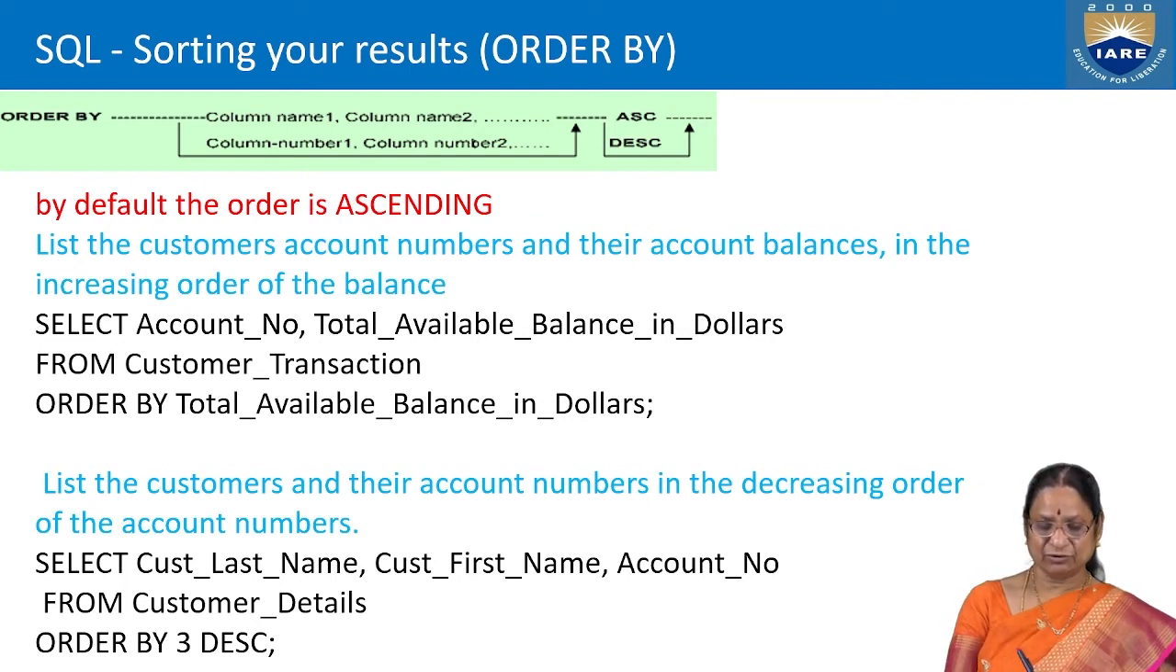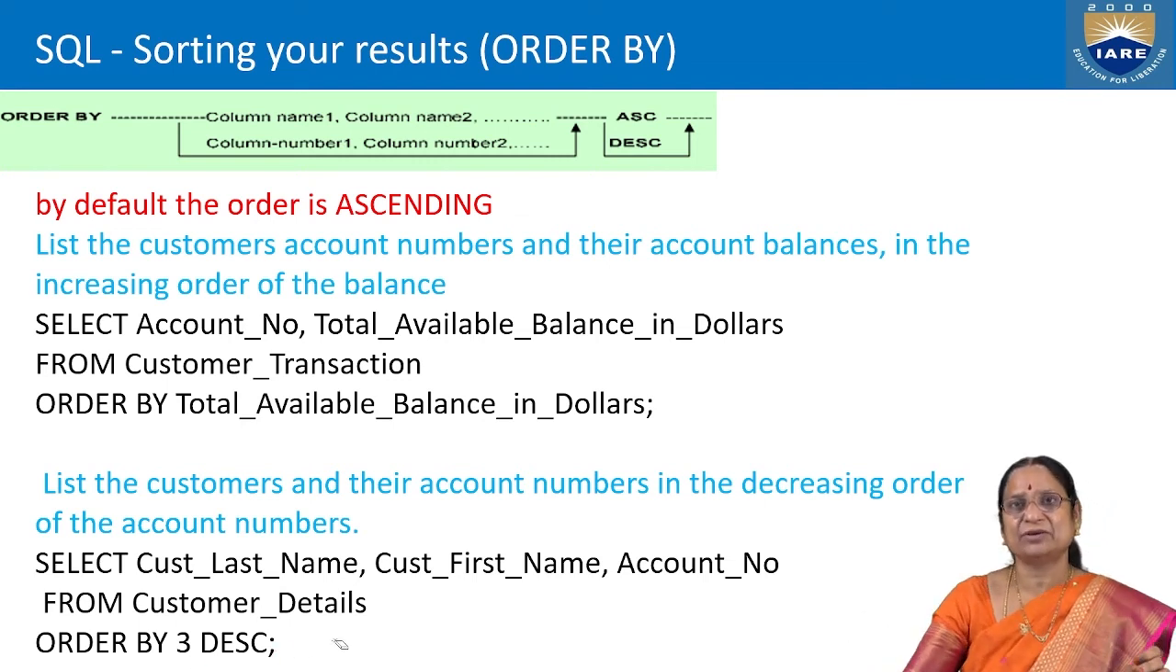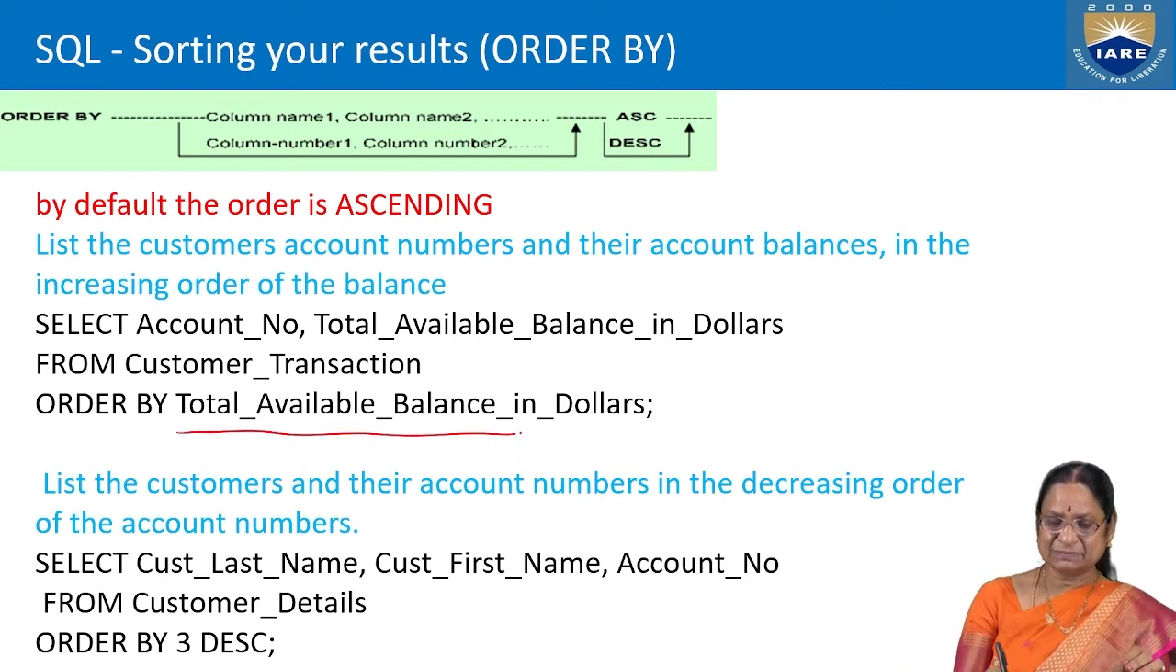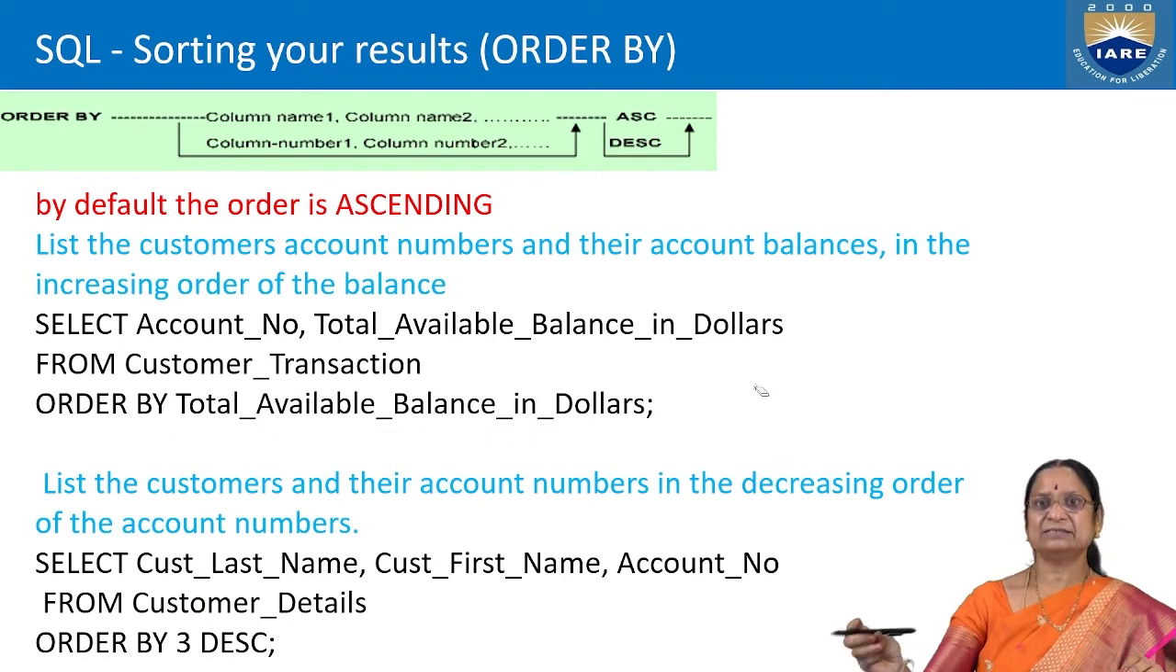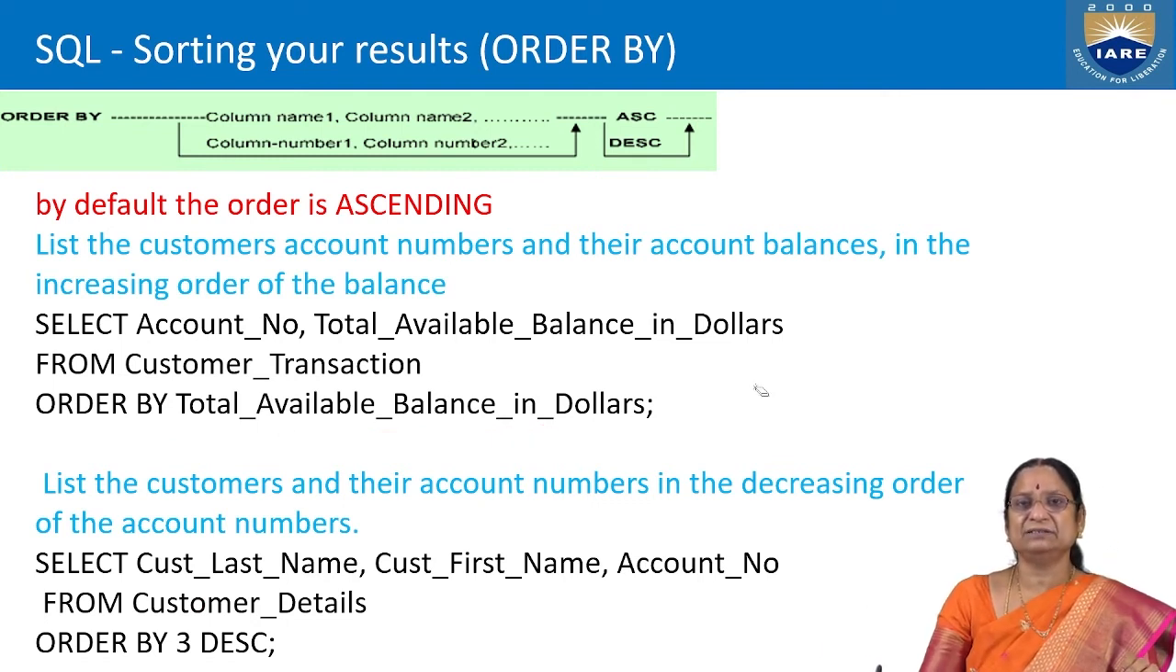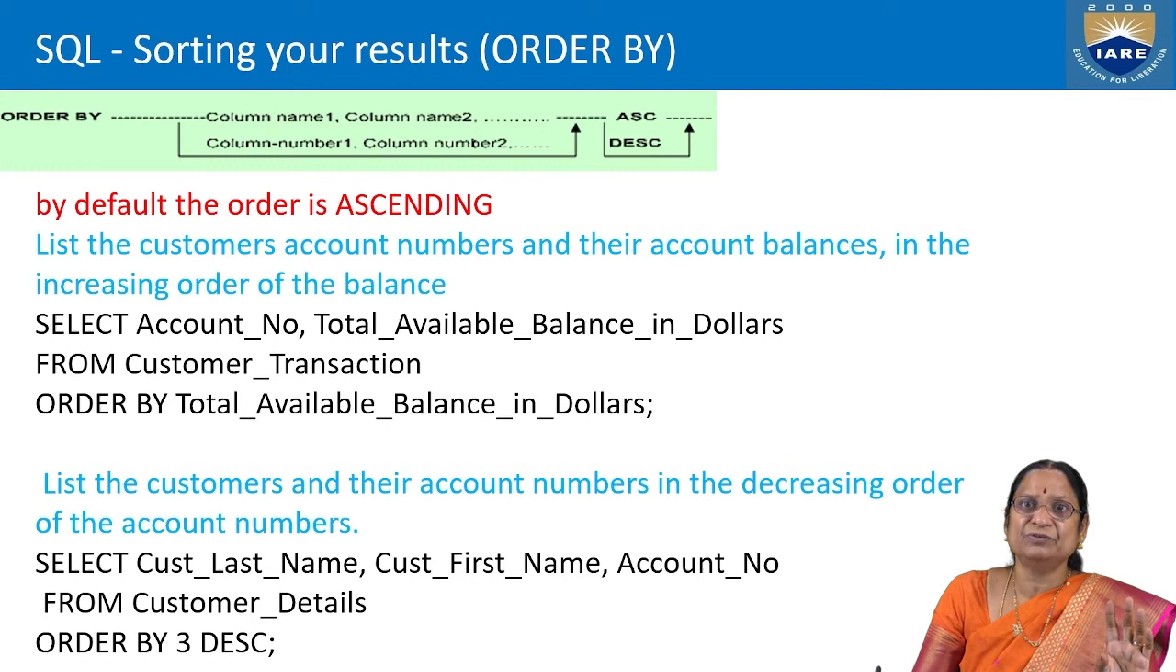I can use descending order also. Descending means higher value to lower value. Instead of specifying the attribute name, I may specify the attribute position in my database. If it occurs in the third position, I may use 3. 3 means the third attribute.